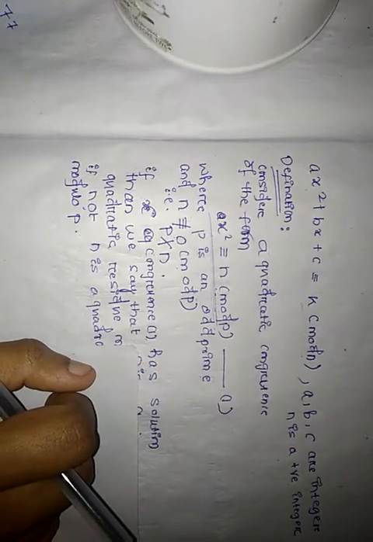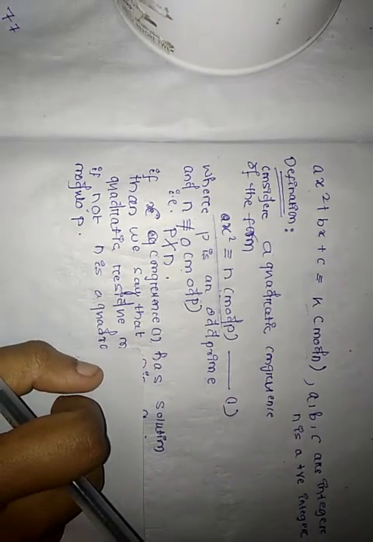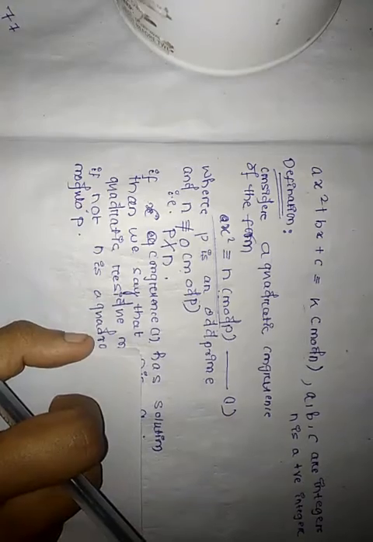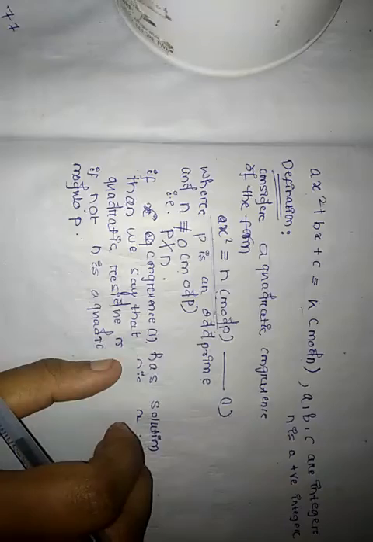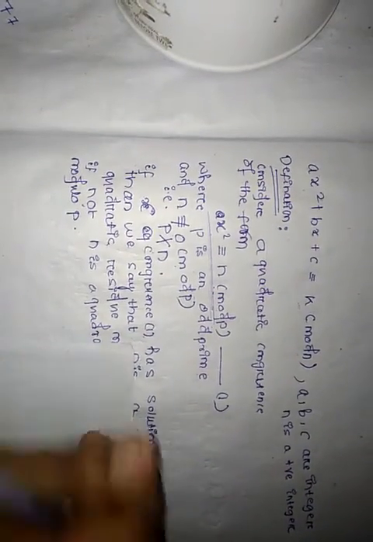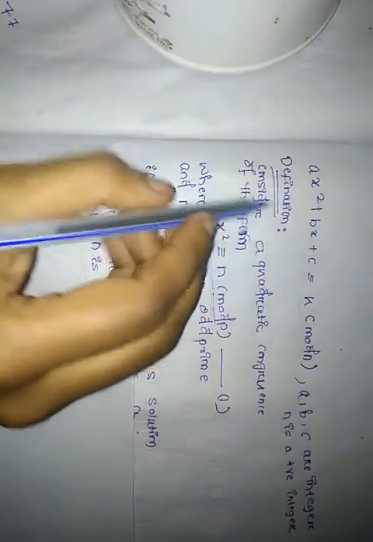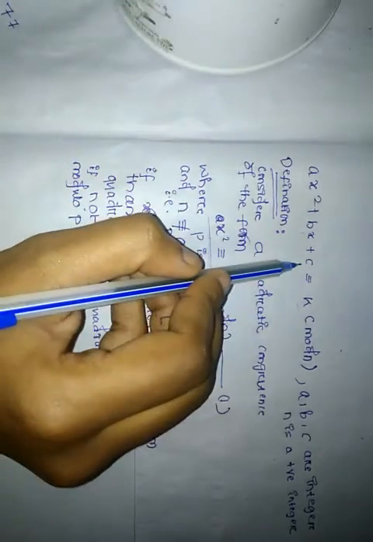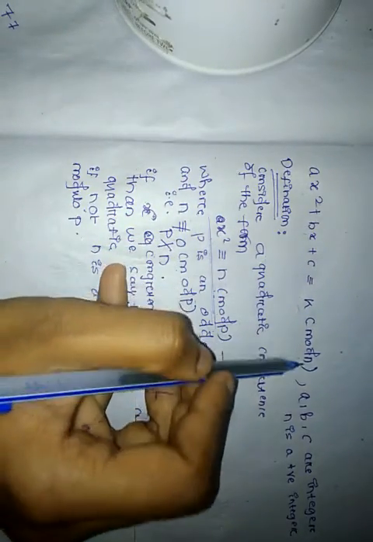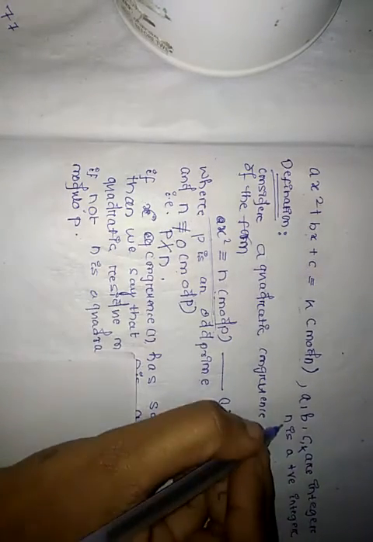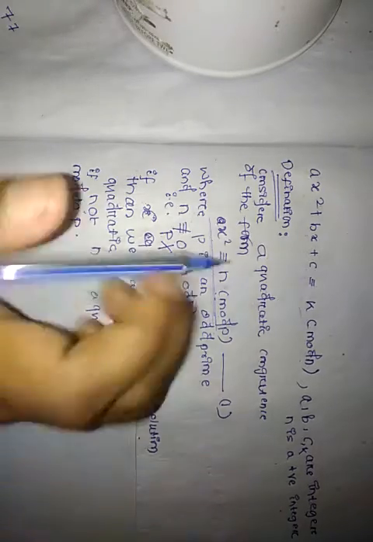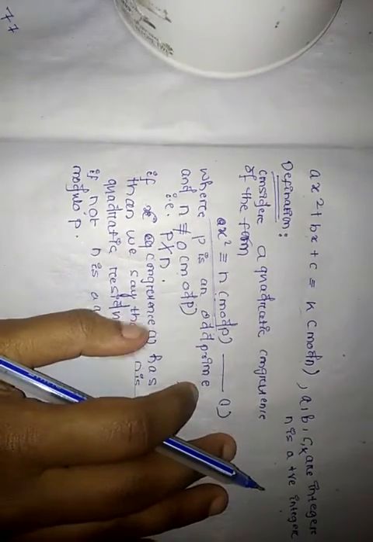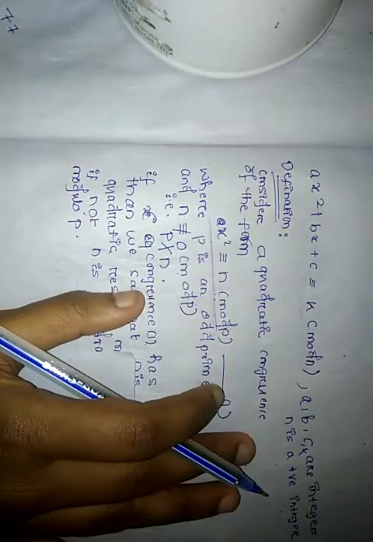I'm going to explain the definition of this quadratic residue by giving an example of it. For quadratic residue, we have to know what quadratic congruences are. A congruence of the form ax² + bx + c ≡ k (mod n), where a, b, c and k are integers and n is a positive integer. Now we are going to move forward to the definition of the quadratic residue.